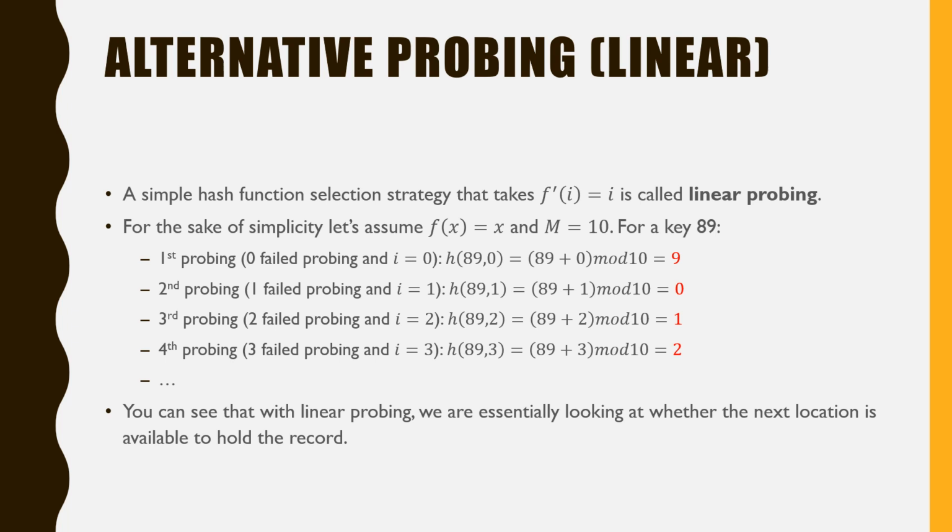Let's consider the simplest case, where we take f'(i) equal to i, f(x) equal to x, and we assume the hash table size m equals 10. For the key 89, the first time we compute its hash value corresponds to 0 probing failures and i equal to 0, and the resulting hash value would be 9. If location 9 is occupied, we will have the first probing failure and we'll compute its hash function for the second time.